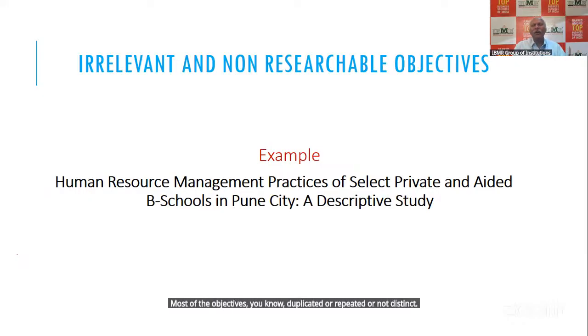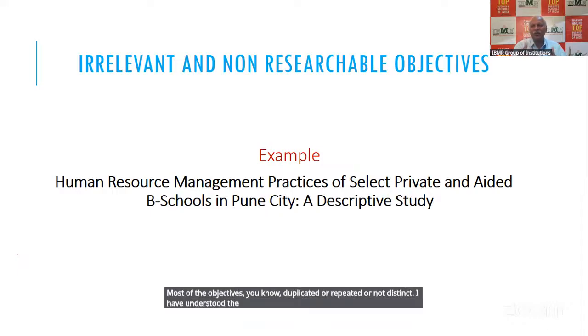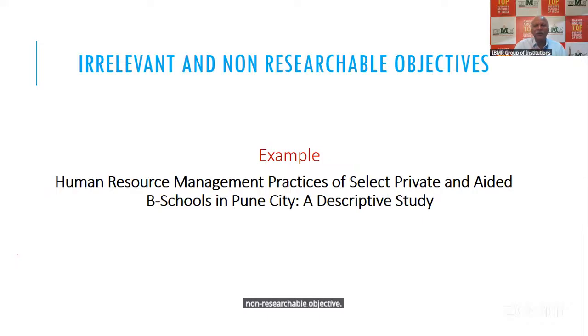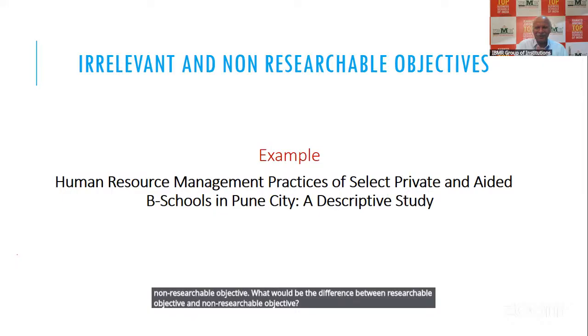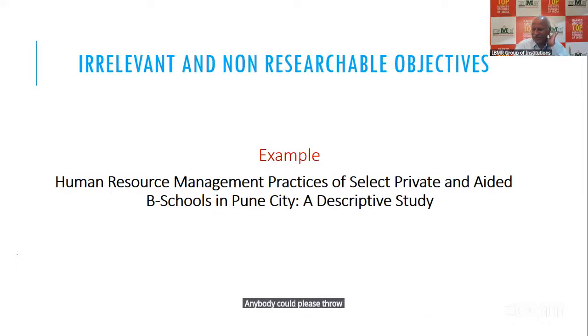I have studied objectives and classified them into two categories. One is researchable objectives, and another type is non-researchable objectives. What would be the difference between a researchable objective and a non-researchable objective? Anybody could please throw light on this, if possible, otherwise I will just tell. These are just creative things, new ideas. Many of you are saying that, sir, we never came across researchable and non-researchable objectives.